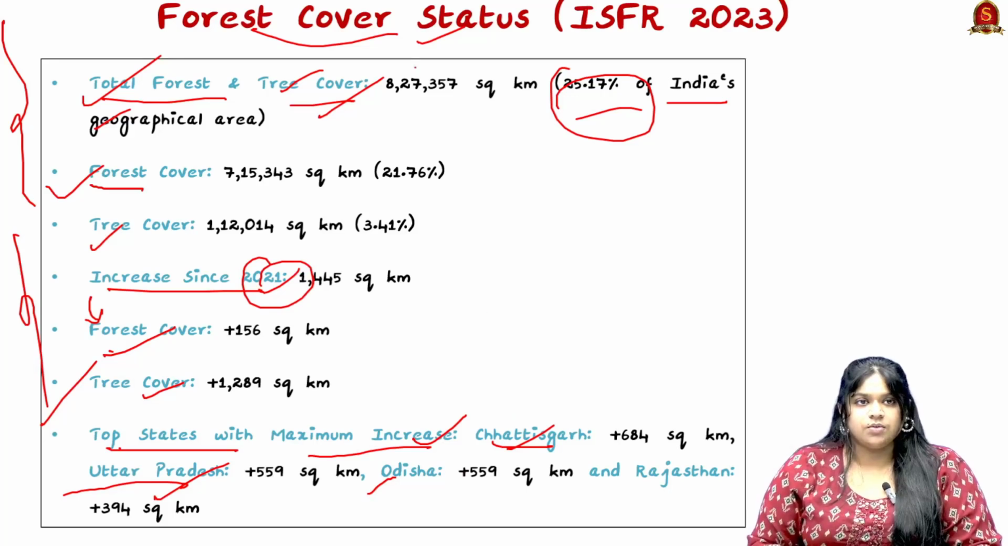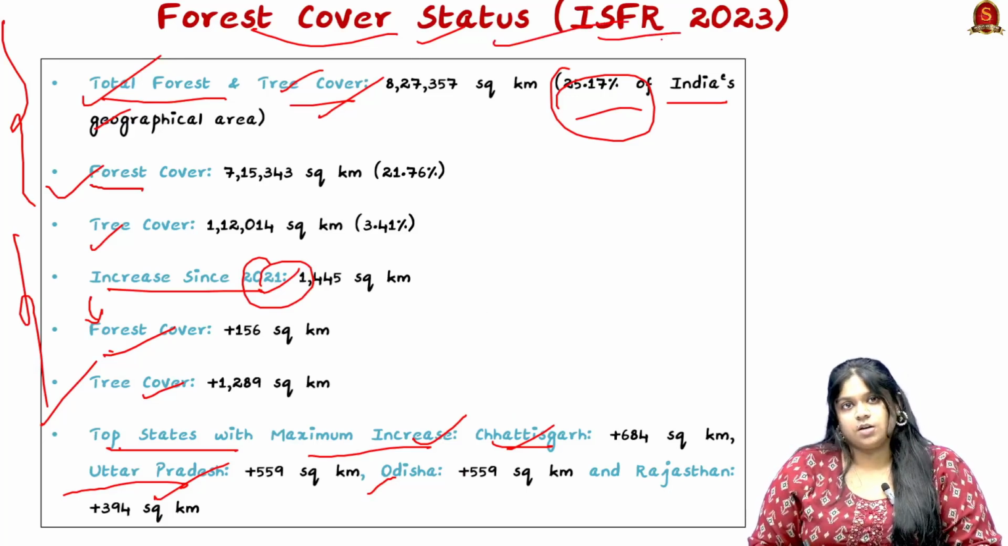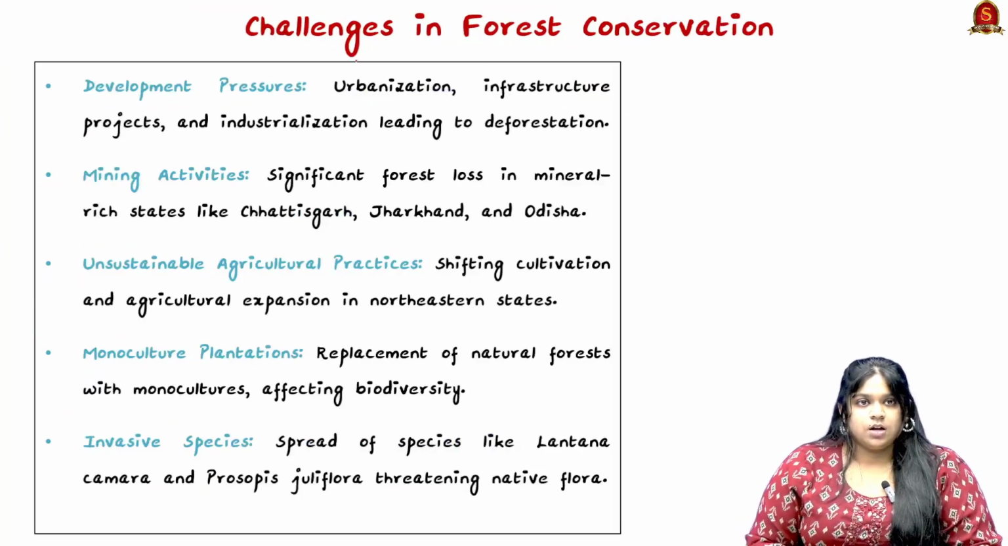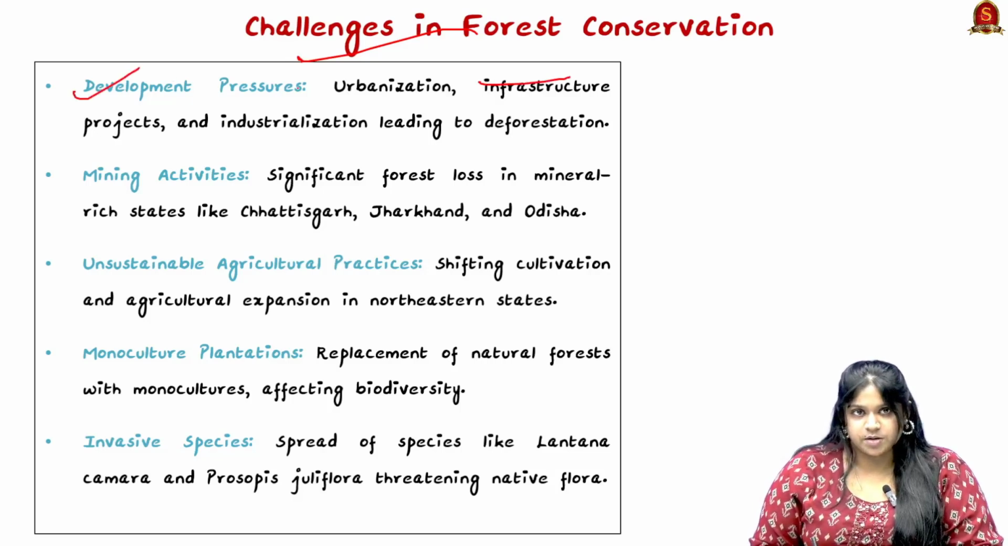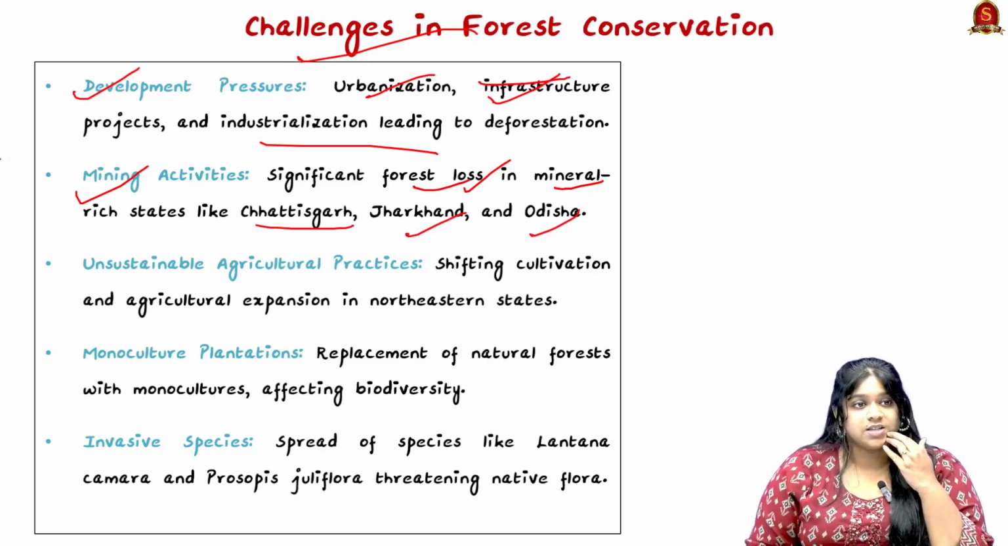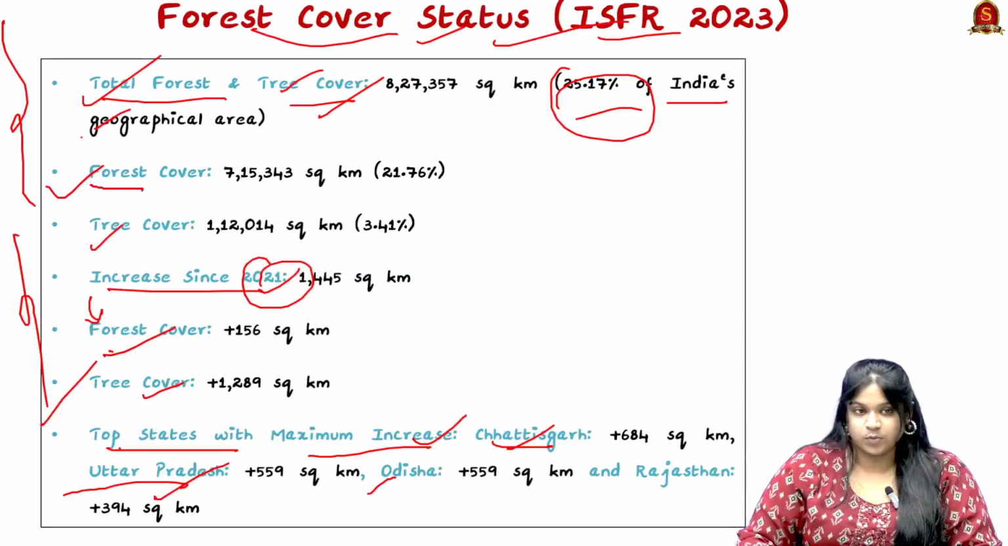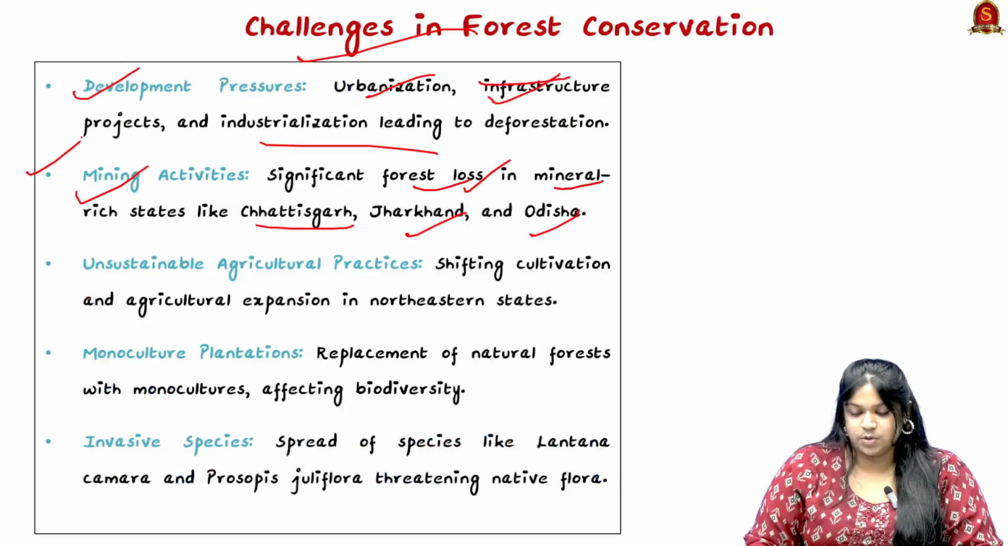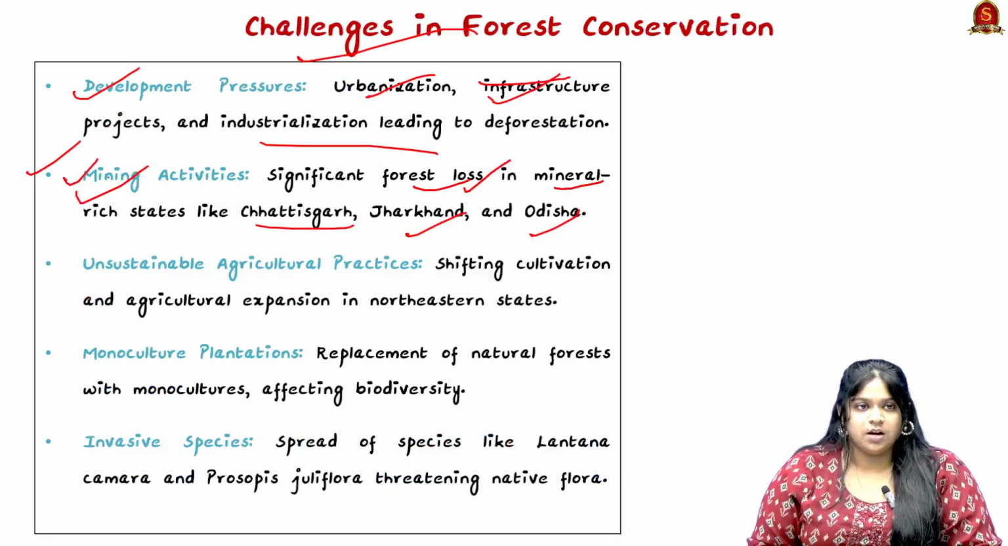So these are the forest cover status according to the India State of Forest Report 2023. Now, what are the challenges when it comes to forest reserve? Here, definitely developmental pressures such as urbanization, infrastructure projects, industrialization, and so on. Next is mining activities, where forest loss has increased in mineral-rich states such as Chhattisgarh, Jharkhand, and Odisha. And since they are the top states with maximum increase, here it can affect their conservation.